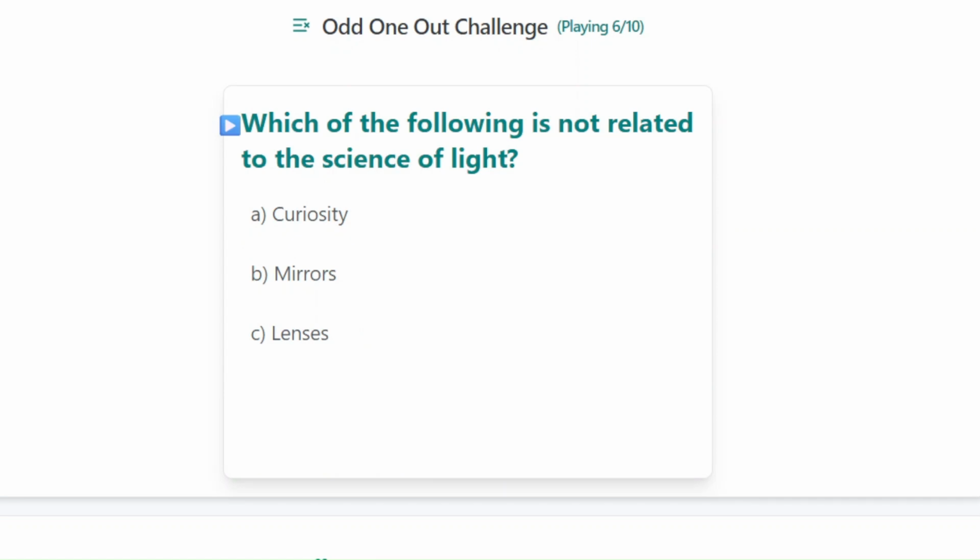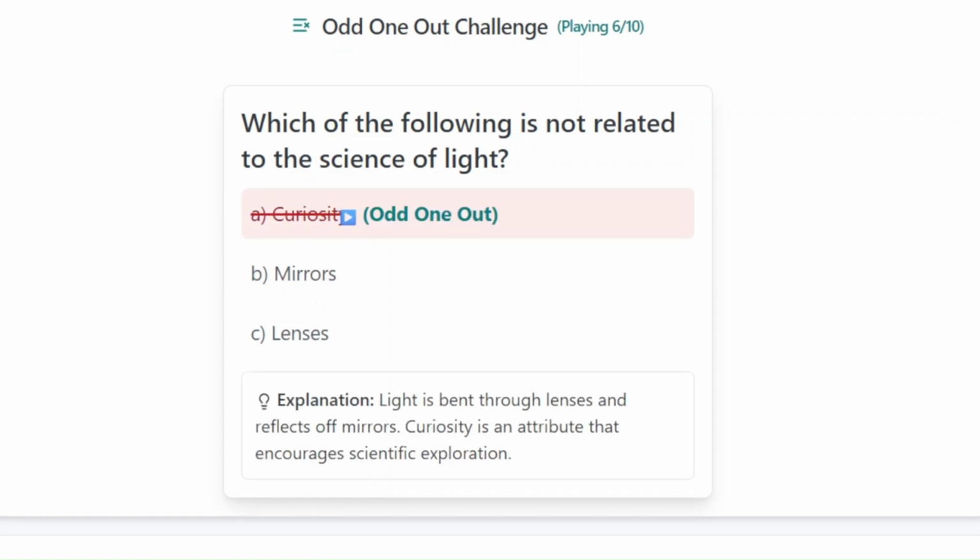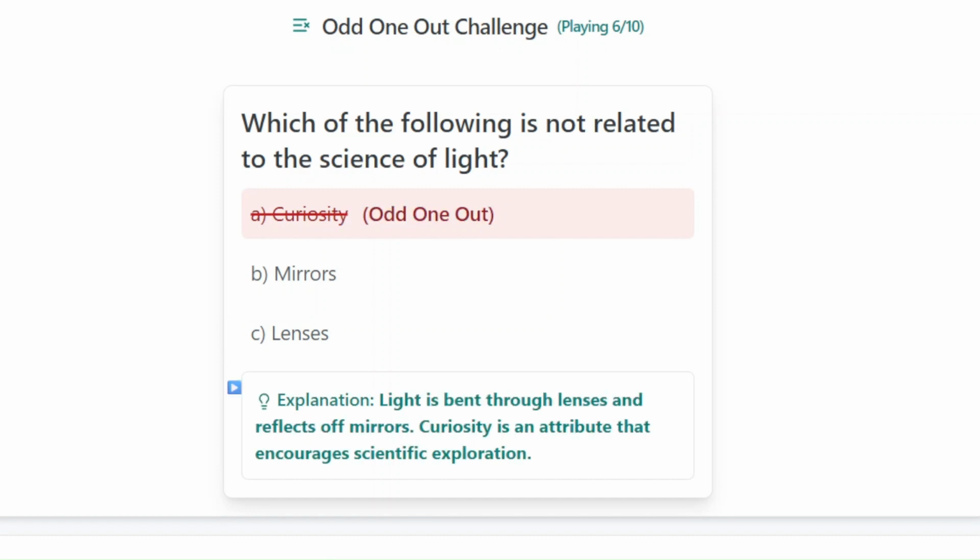Which of the following is not related to the science of light? Curiosity. Mirrors. Lenses. The odd one out is curiosity, because light is bent through lenses and reflects off mirrors. Curiosity is an attribute that encourages scientific exploration.